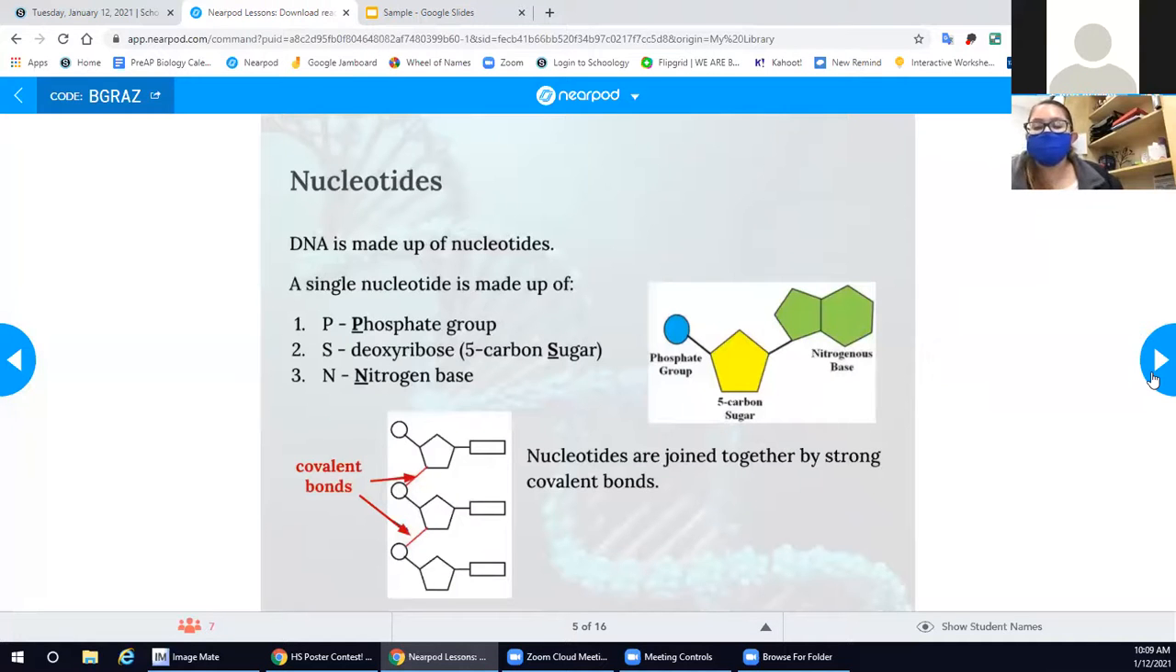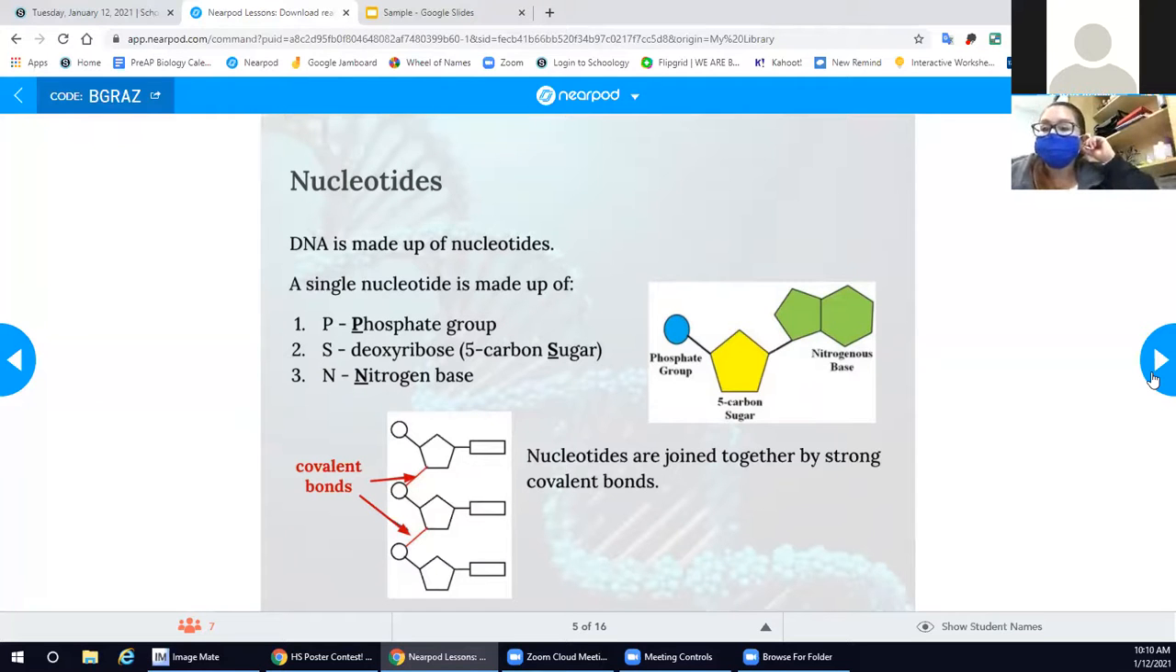Each nucleotide is made up of three important compounds: a deoxyribose 5-carbon sugar, a phosphate group, and a nitrogen base. Remember, there's a saying to help you remember the correct order. Pancakes smell nice. Pancakes is for the phosphate group. Smell is for the sugar. And nice is for the nitrogen base.